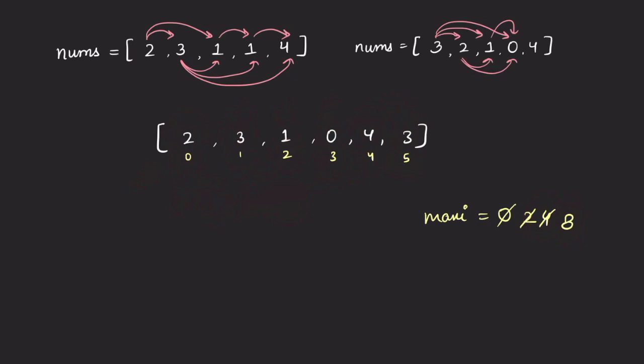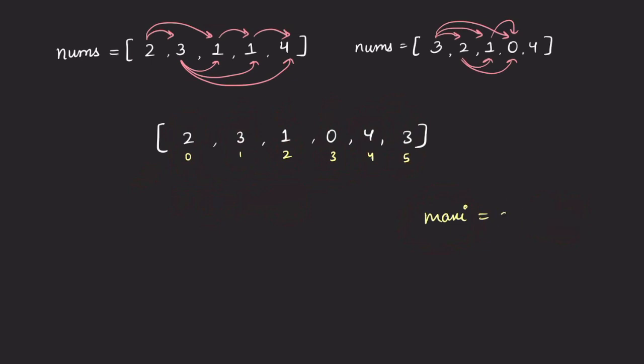So that is why, for each element we find out the maximum index that we can go to, and if at any point our maxi is greater than or equal to the last index, we can say that we can reach the last index, right? Now let's see another scenario where we won't be able to reach the last index.